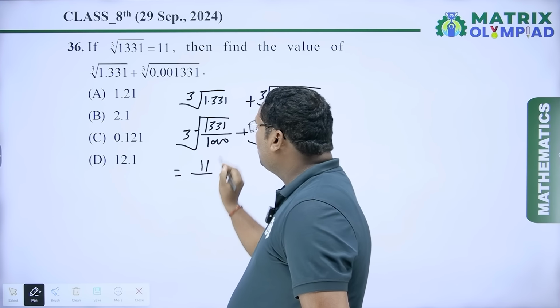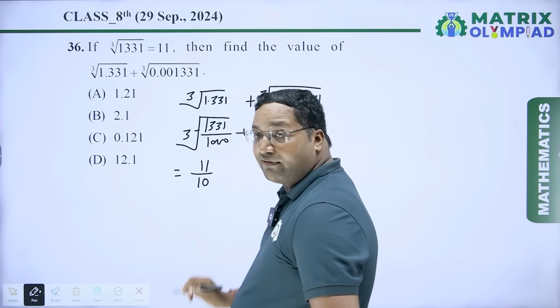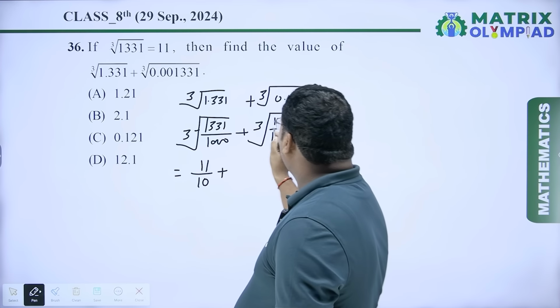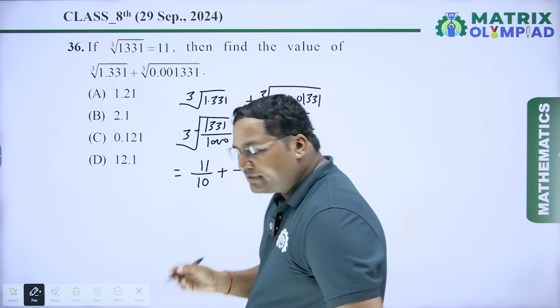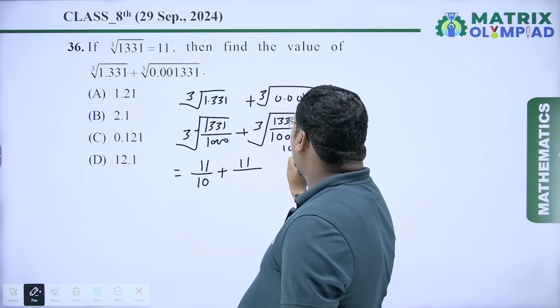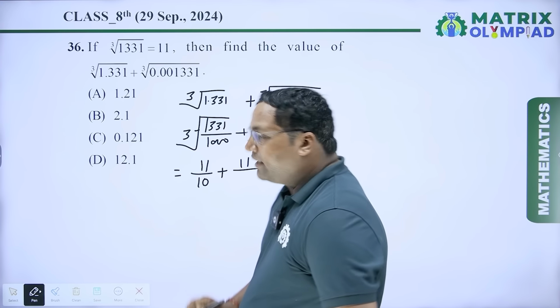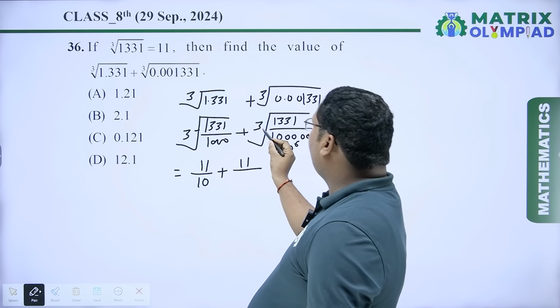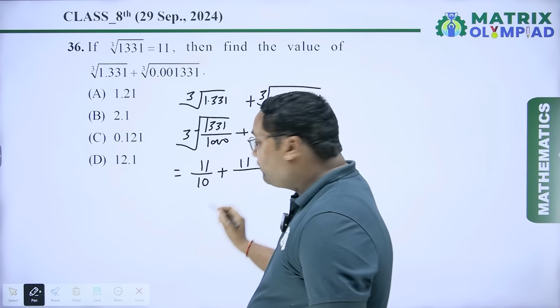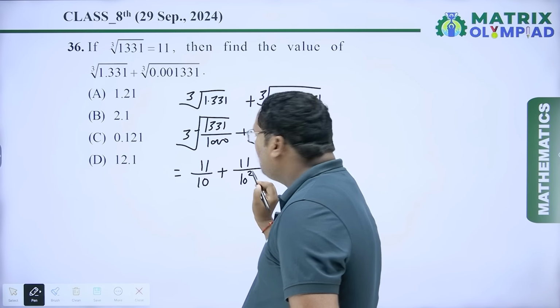So 11 and cube root of 1000 is 10. So it is 11 by 10 plus cube root of 1331 is again 11 and cube root of 10 to the power 6. So I have to write it is 10 to the power 6 and we have to find out the cube root of 10 to the power 6. So you just divide this 3 by this 6. So you will get 10 to the power 2.